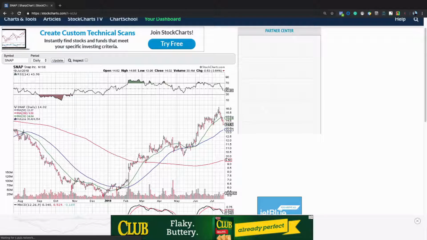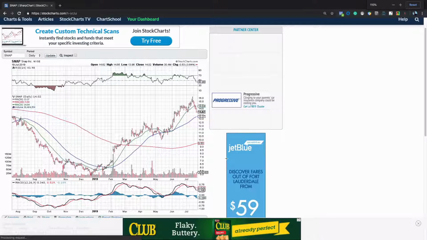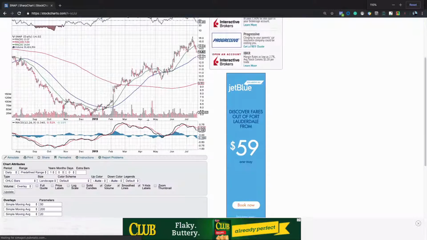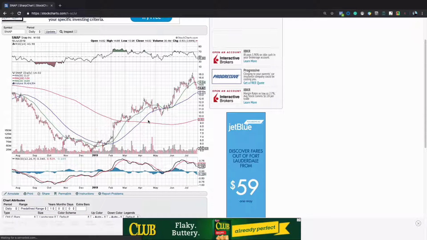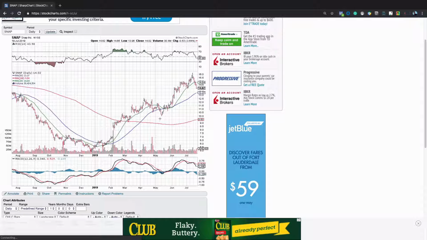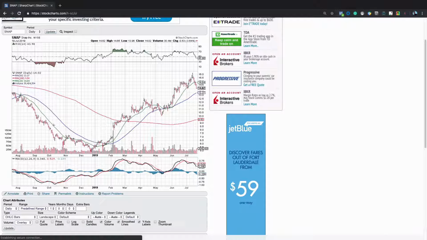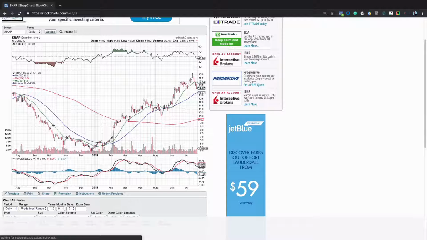Here, let me zoom out really quick because we may have some lag. Okay, so this is basically the chart. I bought it back when it was about $10, right up here, this area. The reason why I bought it was because I thought it was at a cheap price compared to what it could actually be worth in the future.